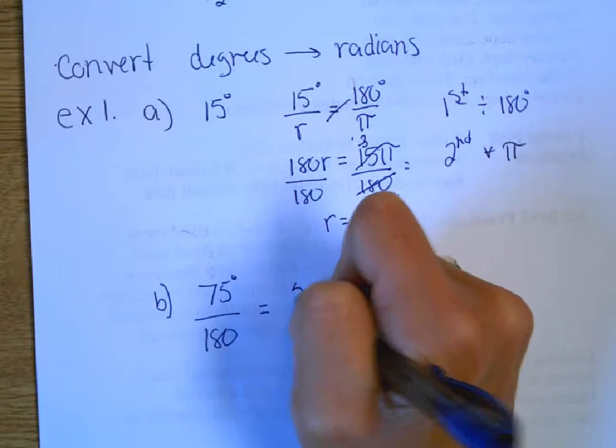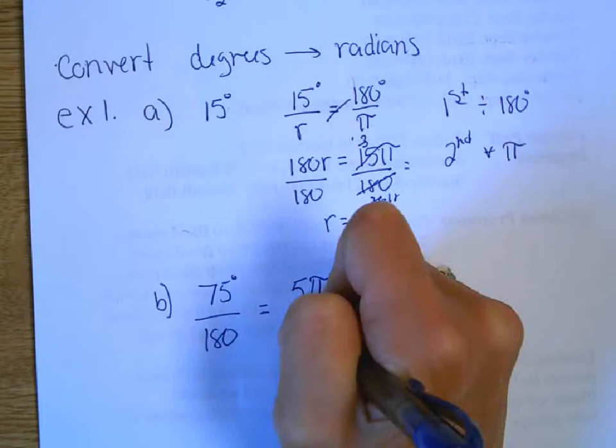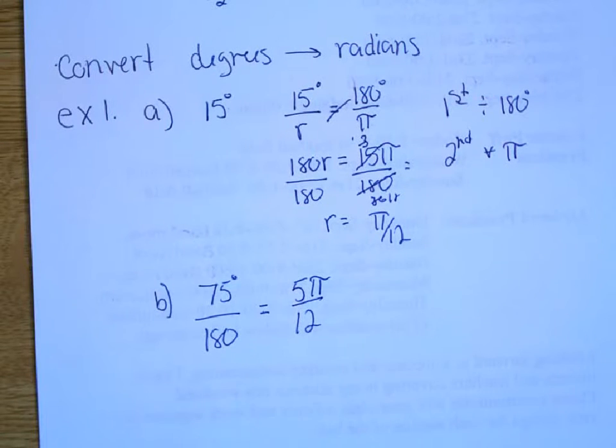Five twelfths. So now I'm going to stick my pi in there, multiply by pi. 5 pi over 12. Done. That's a little quicker.